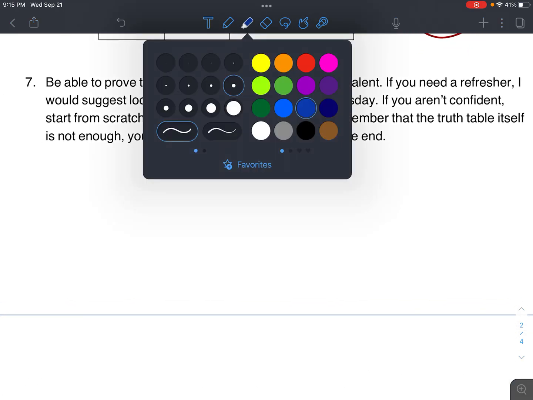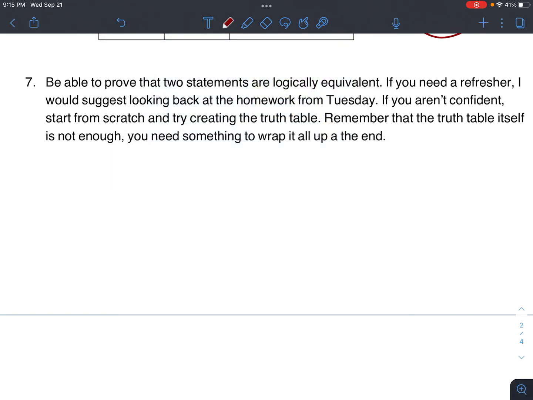Be able to prove two statements are logically equivalent. Woohoo, we already did this. Look at me going ahead of the game. So look back at Tuesday's homework. If you aren't confident, just redo your homework. Just copy down the question on a new page. Don't look back. Okay? Try it. Don't cheat. Don't go back and look and be like, oh, I want to make sure I'm right. Don't do that. Just try.